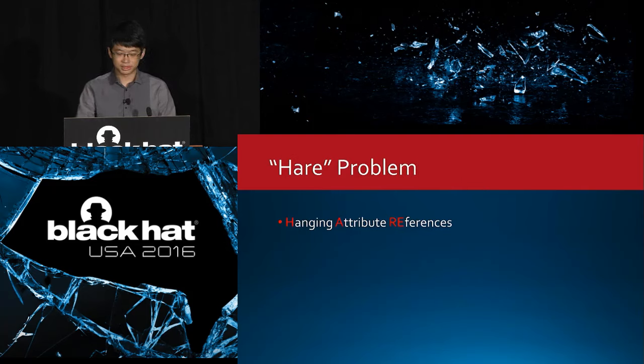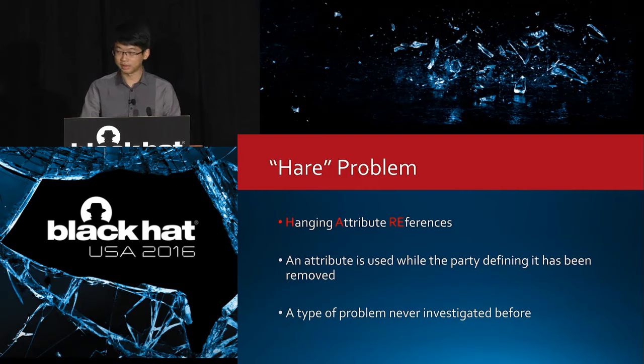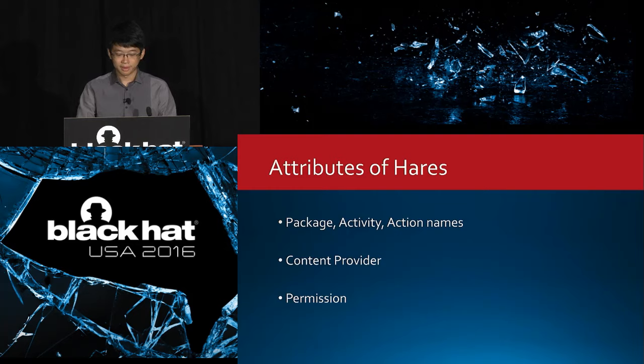One of the problems here is the Hare flaw. Hare refers to hanging attribute references. The problem occurs when an attribute is used while the party defining it is missing, because it was removed during the vendor customization. It is a new type of problem that has never been investigated before. Here, a hare could be package names, activity names, and action names, as well as content providers, authorities of content providers, and permissions.